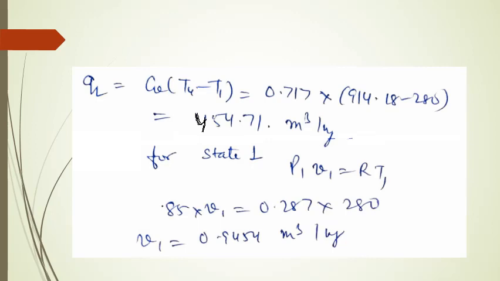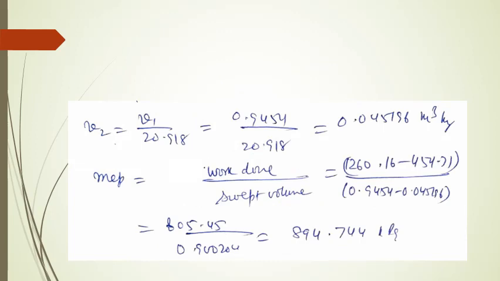Now for state 1, with the help of the state equation, we can determine the value of V1, and that comes out to be 0.9454 meter cube per kg. Now V1 upon V2 is equal to R, the compression ratio. With this expression we can determine the value of V2, and that comes out to be 0.045196 meter cube per kg. Mean effective pressure, which is equal to work done upon swept volume, comes out to be 894.744 kilopascal.